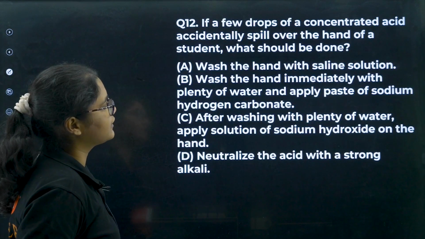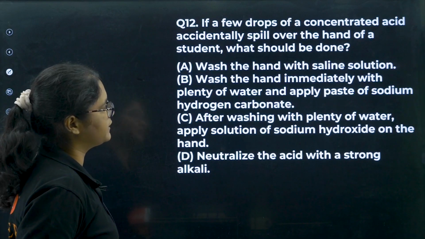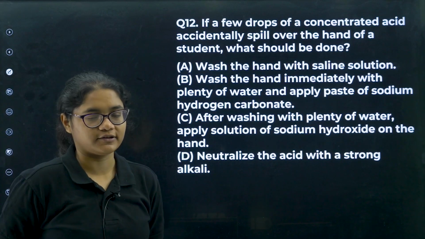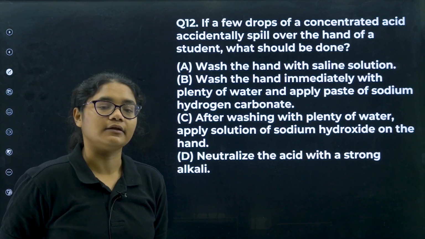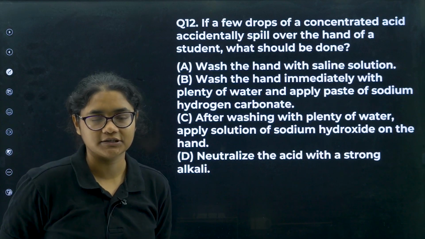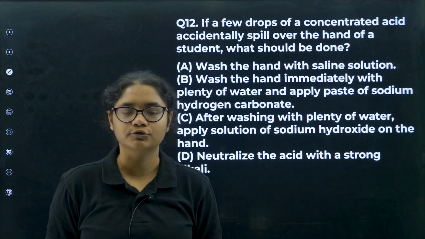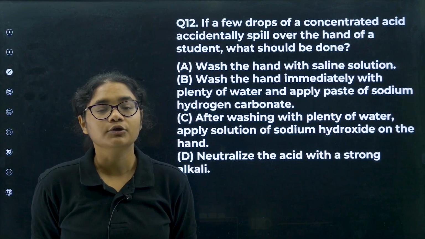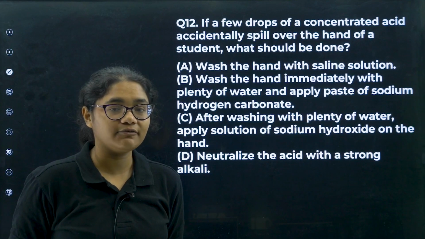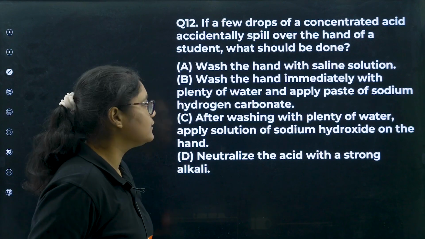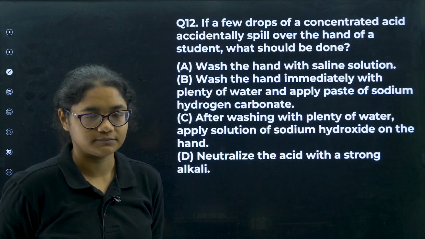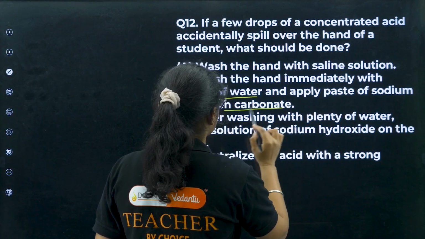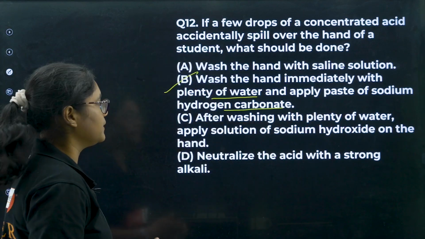If a few drops of concentrated acid accidentally spill over the hand of a student, what should be done? We know acid falls on the student's hand, you must be very careful about this question because it may happen any time in your lab, so you should know what to do. First of all you have to wash it with enough water because when acid falls, you feel a burning sensation. To get relief from that, you need to add some water, and then you have to neutralize that acid, so you have to add a base. So the answer will be wash the hand immediately with plenty of water and apply the paste of sodium hydrogen carbonate. Option number B.